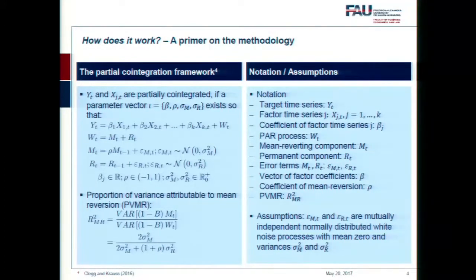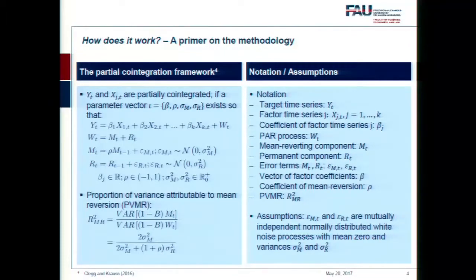So in our simplest case, we have four model parameters. The parameters are the mean reversion coefficient rho, the variances belonging to the innovations of the mean reverting component and the permanent component, and the co-integrating coefficient beta. But unfortunately, as always, neither the residual series nor the permanent component or the mean reverting component are observable, and therefore the model is transferred into a state space model, and estimation is then performed using a Kalman filter.